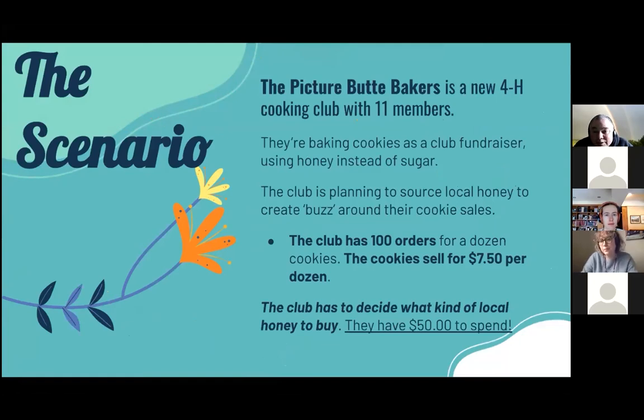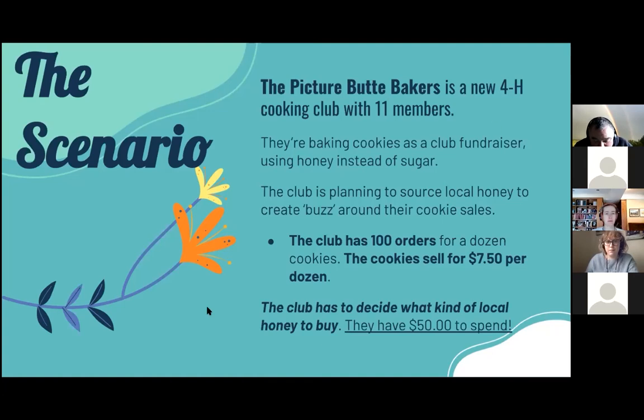The Picture Butte Bakers is a new 4-H club. They're baking cookies as a fundraiser, and they're using honey instead of sugar. The club is planning to source local honey to create a buzz about their cookies. The club has 100 orders for a dozen cookies. The cookies sell for $7.50 per dozen. The club has to decide what kind of local honey to buy. They have a $50 budget.